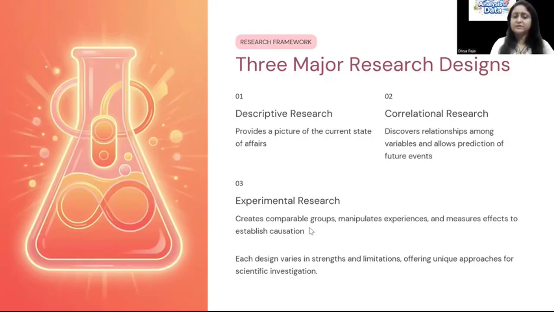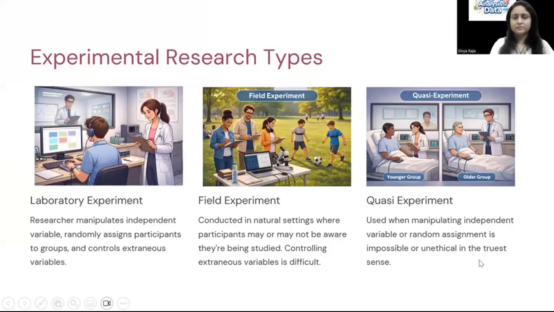Experimental research, as we have discussed in detail, we have control group and experimental group. We manipulate the IV and we measure the effects of this manipulation to establish cause and effect relationship. So each design has different strengths and limitations, but it gives you different approaches for investigation. In experimental research types, also I have discussed earlier, laboratory experiment, field experiment, and quasi-experiments are the different types.